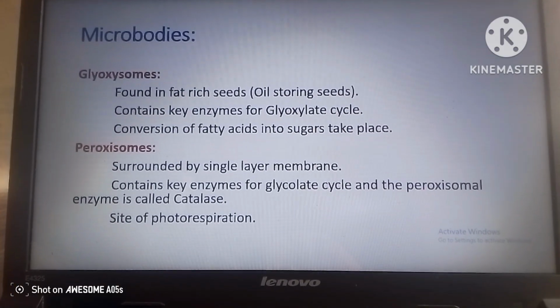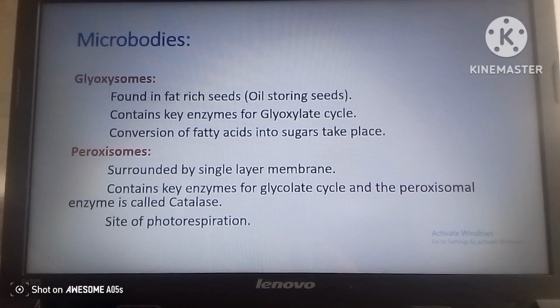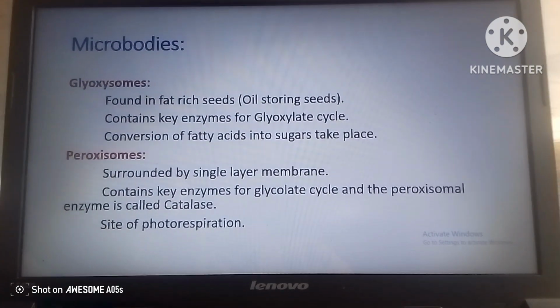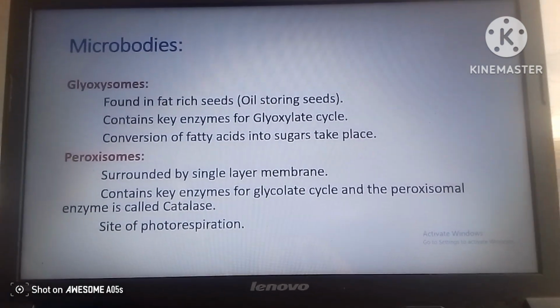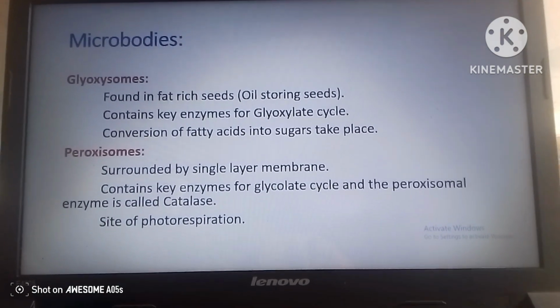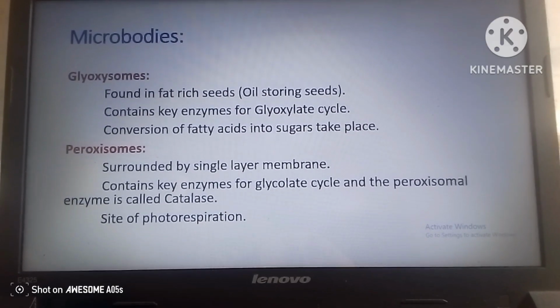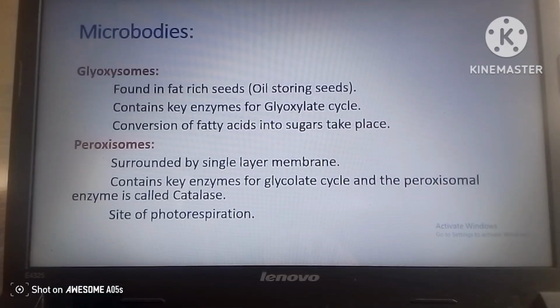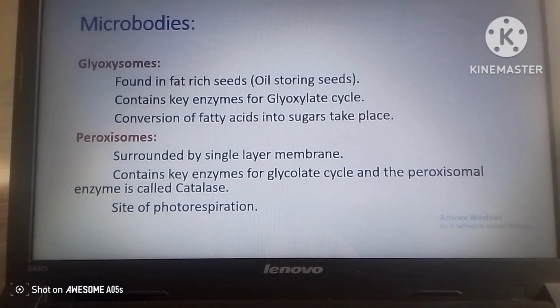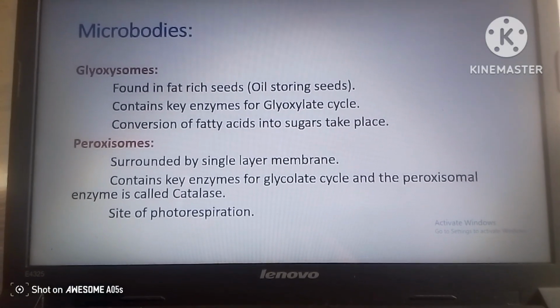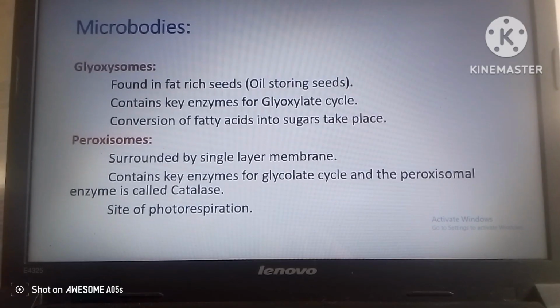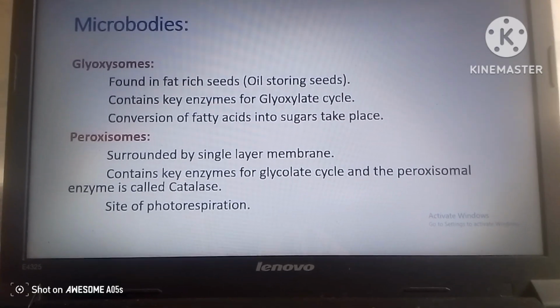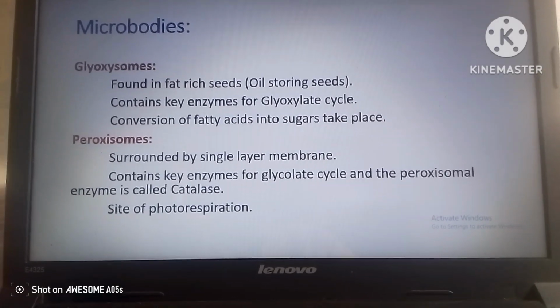Microbodies. Glyoxysome. It is found in oil storing seeds like groundnut. It contains key enzymes for the glyoxylate cycle. It converts fatty acids into sugars. Peroxisome. It is surrounded by a single layer membrane. It contains key enzymes for the glycolate cycle, and the peroxisomal enzyme is called catalase. Photorespiration takes place in these peroxisomes.